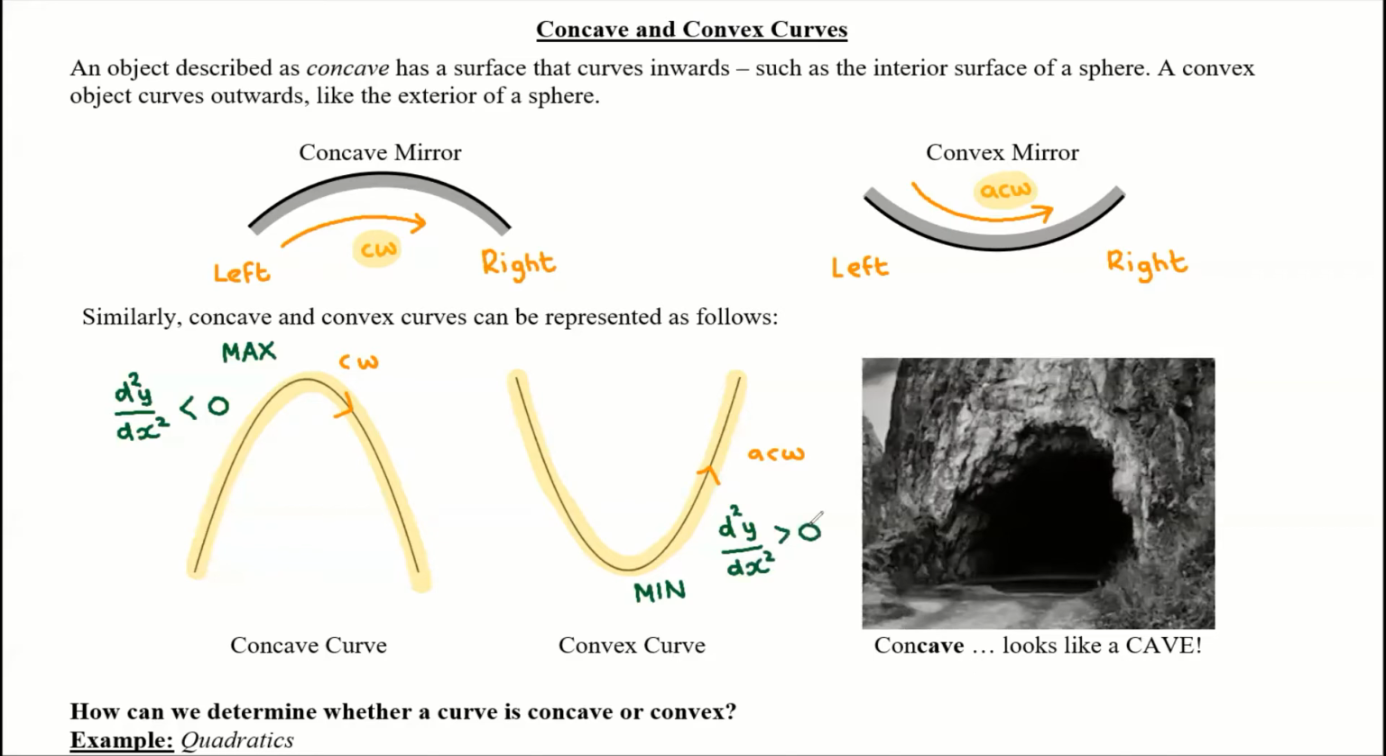Okay, and I've taken a photograph. Well, I'm not taking the photograph myself, but we have a photograph here of a cave. So, concave looks like a cave. I'm trying to imagine there's the arch of the cave there. It is indeed concave. Anyway, I hope that makes some sort of sense. So let's have a look at some examples applying these definitions.